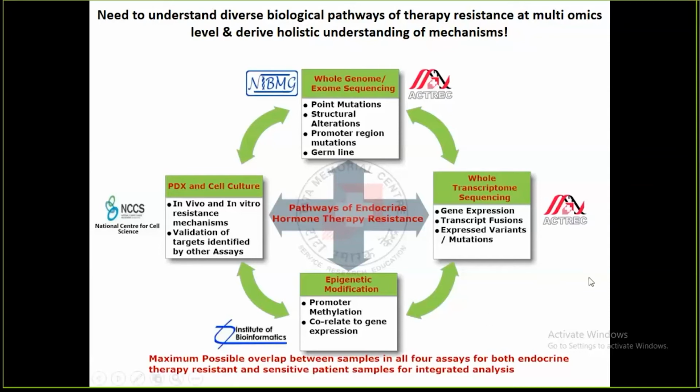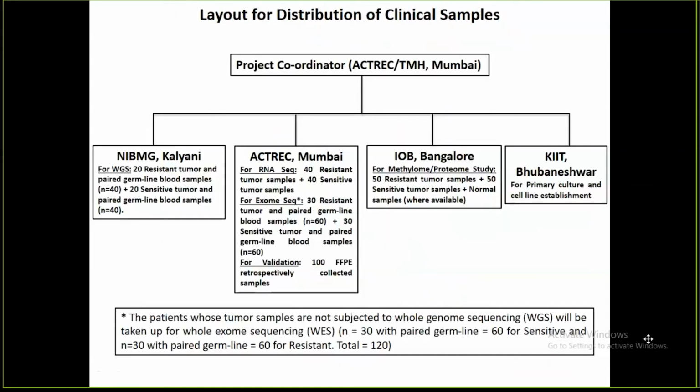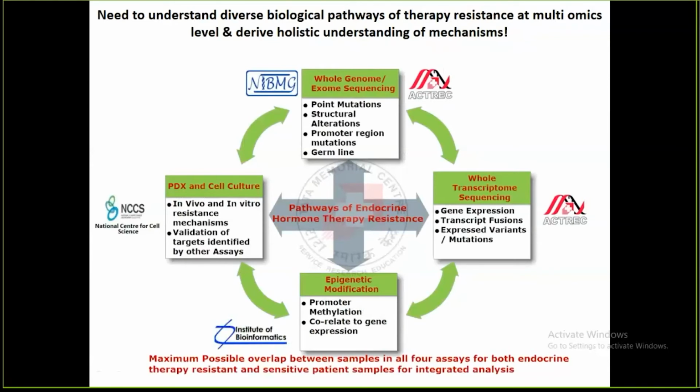Epigenetic modification, promoter methylation, and correlation to gene expression are carried out at Institute of Bioinformatics, and establishment of patient-derived xenograft mouse models, in vivo and in vitro resistance mechanisms, and validation of targets identified by other assays is currently done at KIIT Bhubaneswar, as the PI from NCCS is now on superannuation and has moved to KIIT Bhubaneswar. Next slide, please.